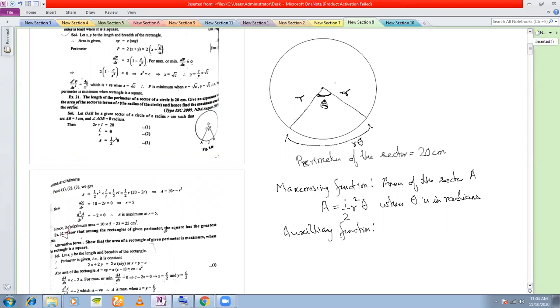The perimeter of the sector is given, right? Perimeter is equal to 20. And what is the perimeter of this sector? r plus r plus r theta. This length plus this length plus this length, right or wrong? Which is equal to 20.